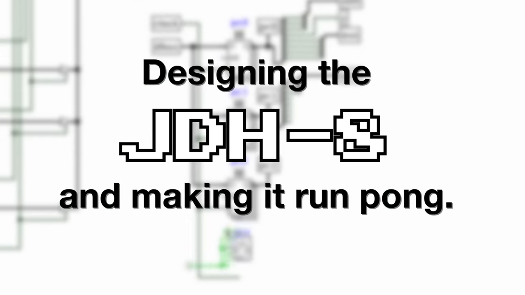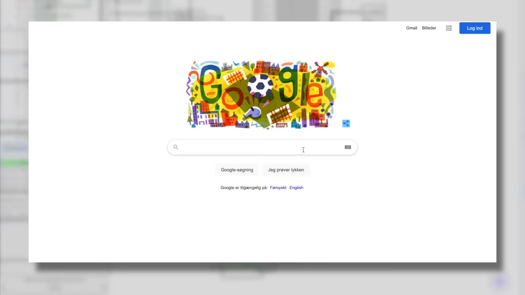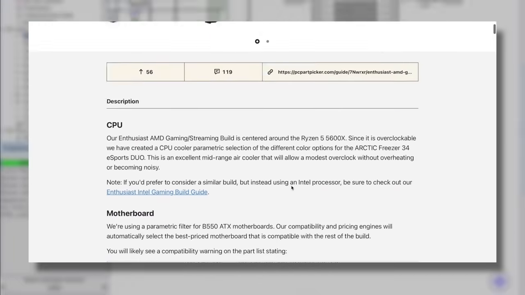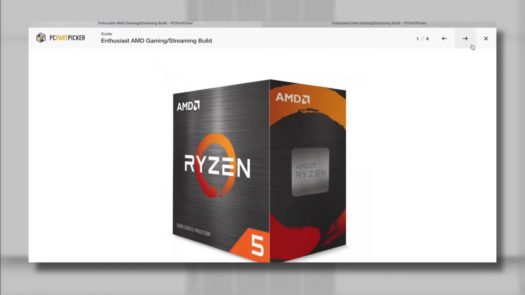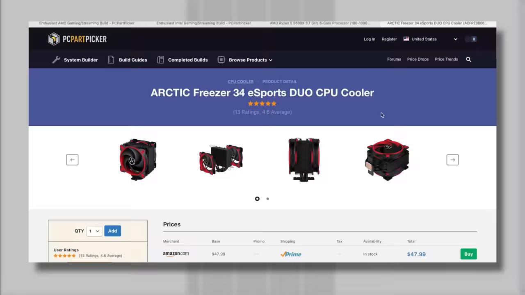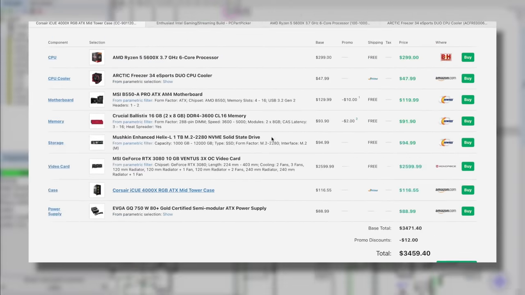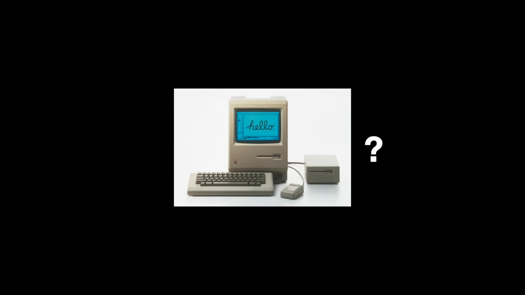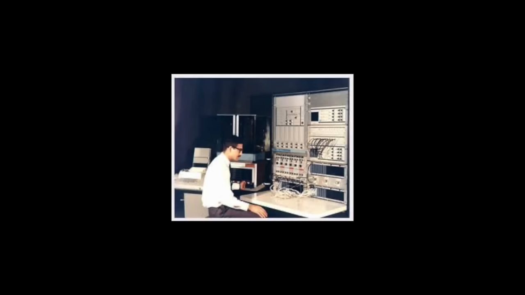Now, you might be asking, what exactly does this mean? Are we going to hop on PC Part Picker and throw together an absolute beast of a PC with an AMD Ryzen 9 5900X, a GeForce RTX 380 Ti, 128 gigs of RAM, and a power supply that gets like 50 miles per gallon? Not quite. We're going to be going a little more old school. Even older. There we go.